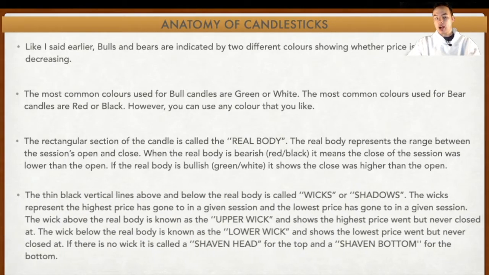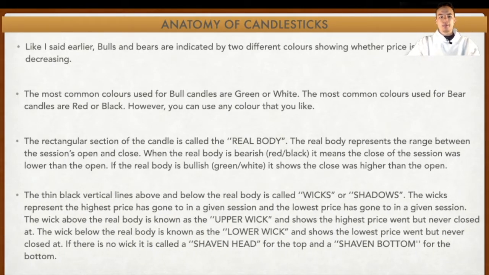Prices close higher. Now, the majority of the time you'll see a black vertical line that runs through the candlestick. That is known as your wick or your shadow. I call it wick, but some people call it shadow. It is the same thing. It represents the highest price and the lowest price gone to in that specific session.